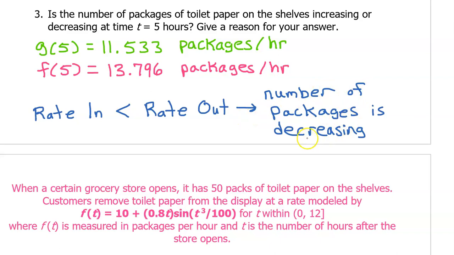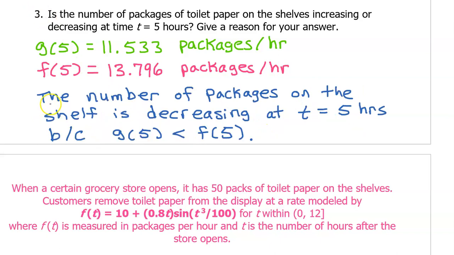So basically, because the rate in is less than the rate out, that means the number of packages is decreasing. But we have to be a little bit more specific than that for our final answer. The number of packages on the shelf is decreasing at t equals 5 hours because g at 5 is less than f at 5. By the way, it is very necessary that you state what g at 5 is and what f at 5 is. Don't just say that g at 5 is less than f at 5 without showing why you know that that is true.